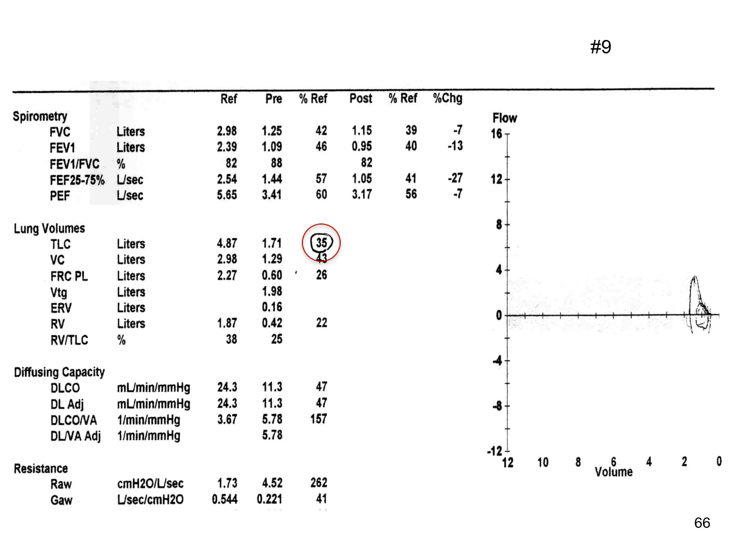There's the answer. They have restrictive disease. It's circled here. 35% of what they should be for total lung capacity. Pretty significant diffusion impairment, less than half of what they should be, only 47% predicted. Yes, they have increased airways resistance. And no, they did not improve post-bronchodilator.